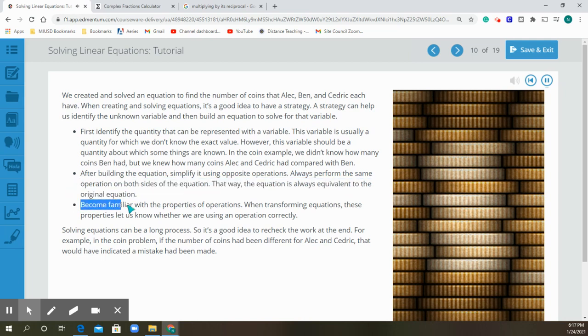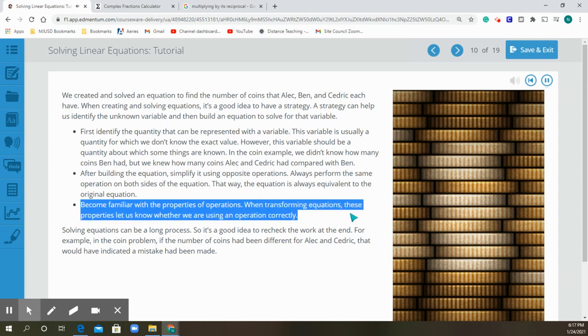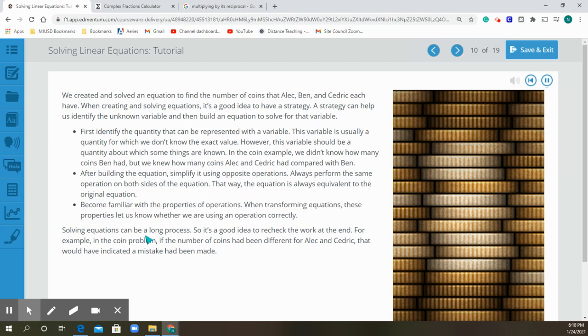Become familiar with the properties of operations. When transforming equations, these properties let us know whether we are using an operation correctly. Solving equations can be a long process, so it's a good idea to recheck the work at the end. For example, in the coin problem, if the number of coins had been different for Alec and Cedric, that would have indicated a mistake had been made.